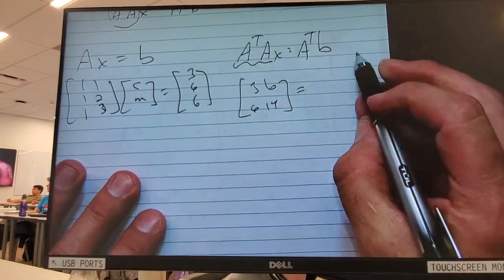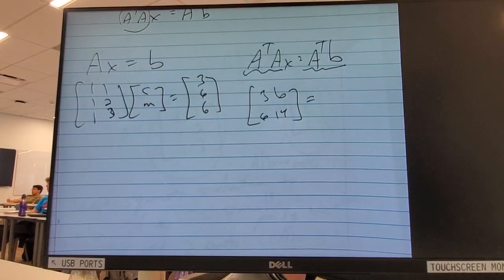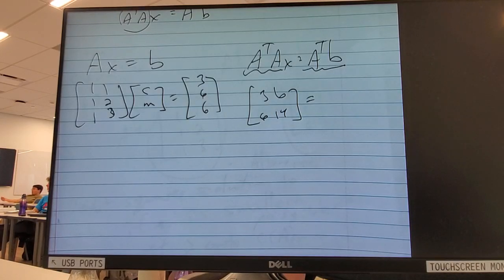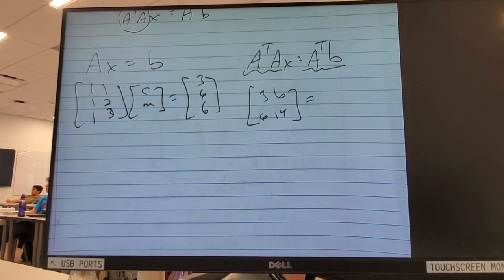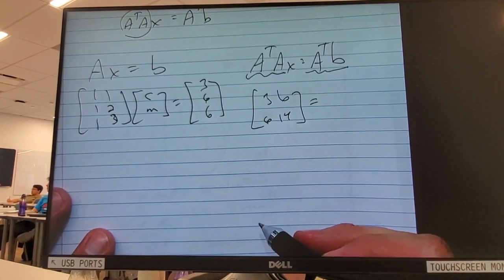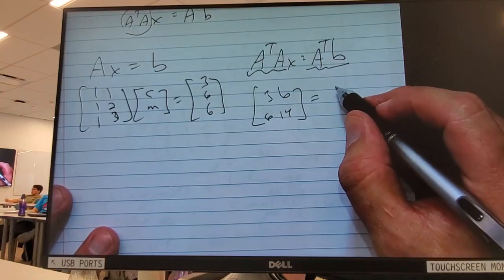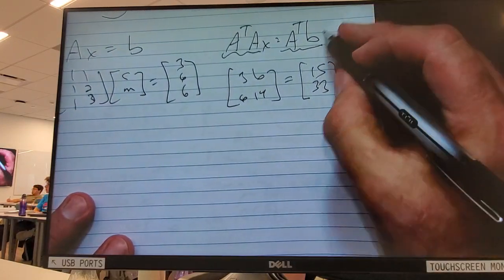And what is this? Can you take a minute and figure out what that is? You know what A transpose is? You know what B is? You left it somewhere. Yes, 1, 5, 3, 3. Oops, I left out my X. That's really bad.